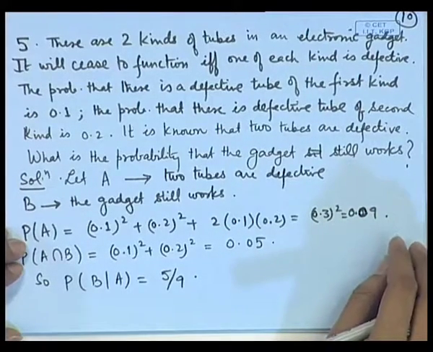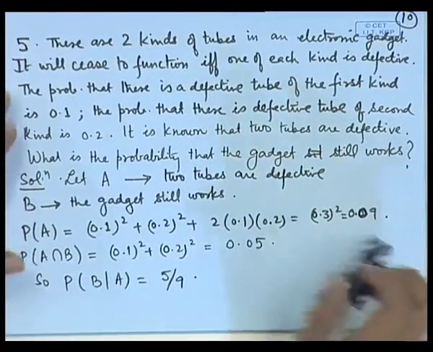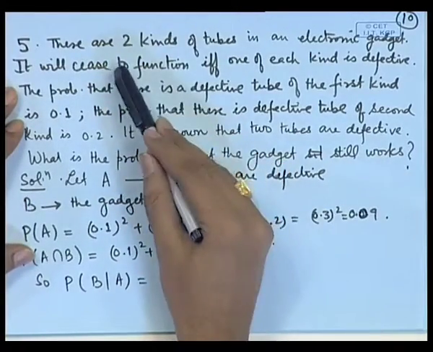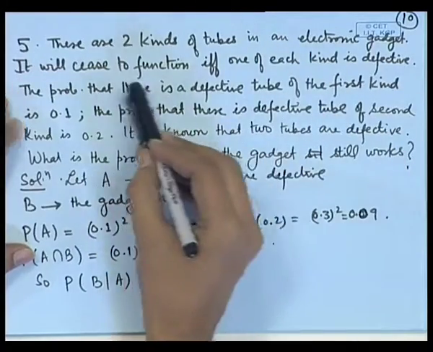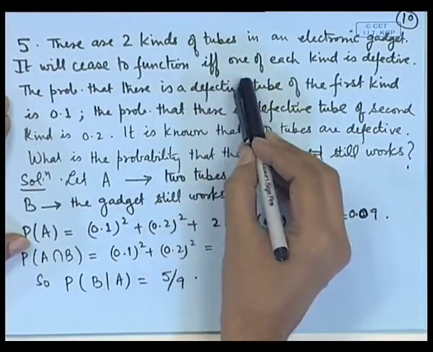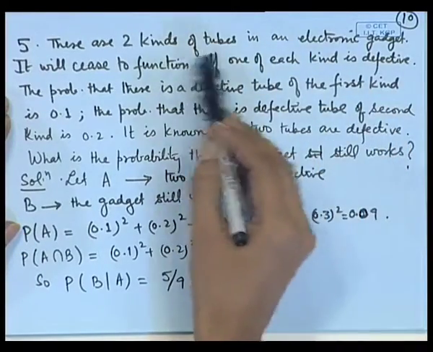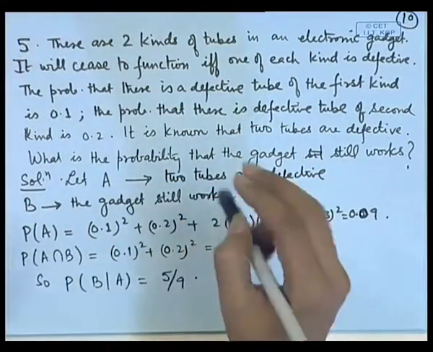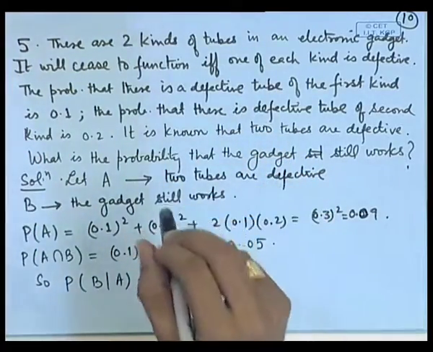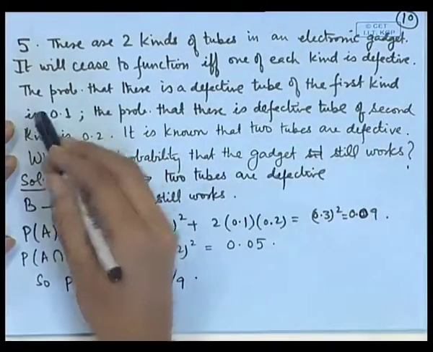Let us look at some further applications of the conditional probability. So, consider an example. There are two kinds of tubes in an electronic gadget. It will cease to function if and only if one of each kind is defective. So, if at least one of each kind is defective, then the gadget will fail.